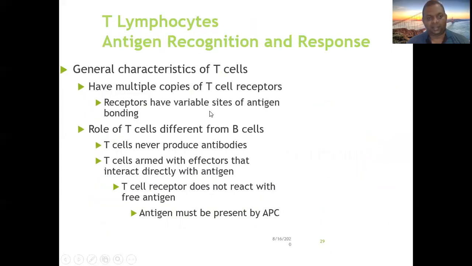Few exceptions. General characteristics of T cells: they have multiple copies of T cell receptors, and the receptors have a variable site for antigen binding. T cells differ from B cells: T cells never produce antibodies, mind you. T cells are armed with effectors that interact directly with antigens. The T cell receptor does not react with free antigens. Antigen must be presented by an antigen presenting cell, as I said earlier.